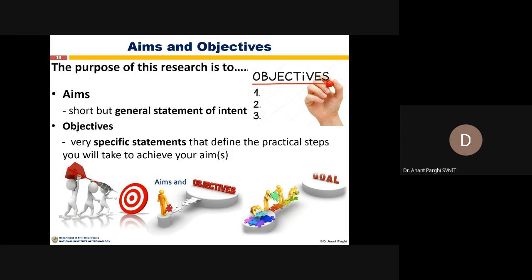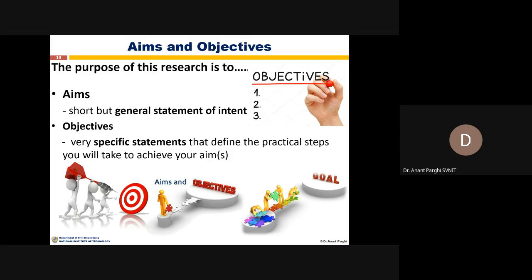The objective should be a very specific statement. Your research proposal should have 3 to 4 objectives. It should not be 6, 7, 10 objectives. We have seen many PhD and master students with so many objectives in their research. It's good that you wrote so many, but do you think you will be able to solve all these objectives within this particular timeline?